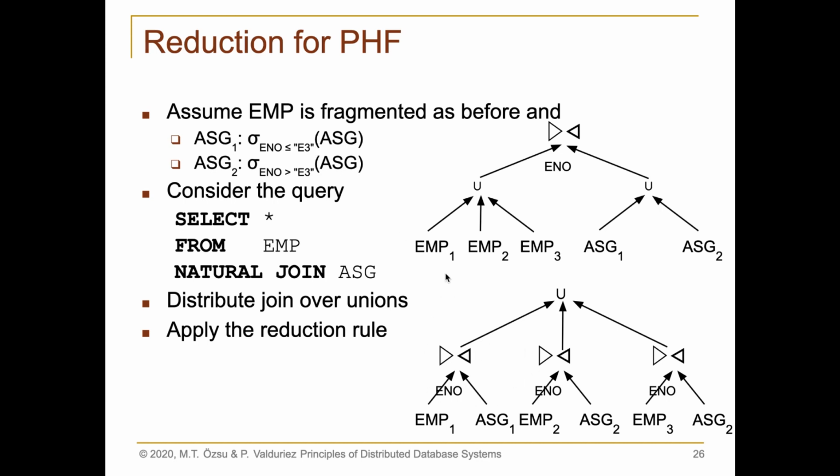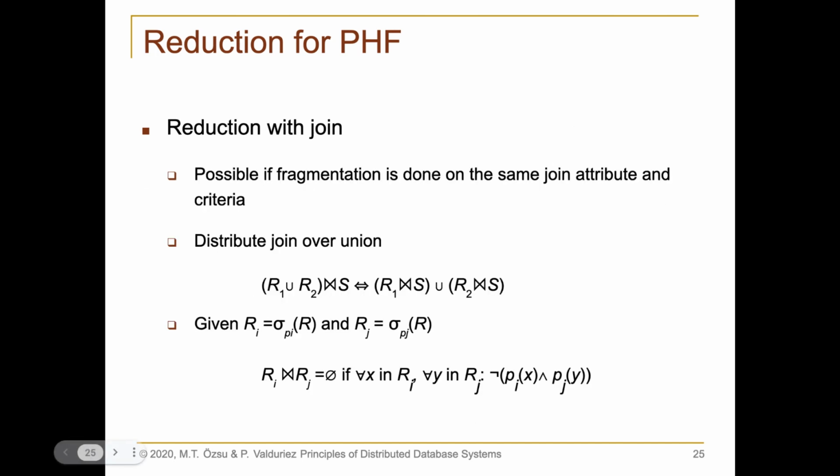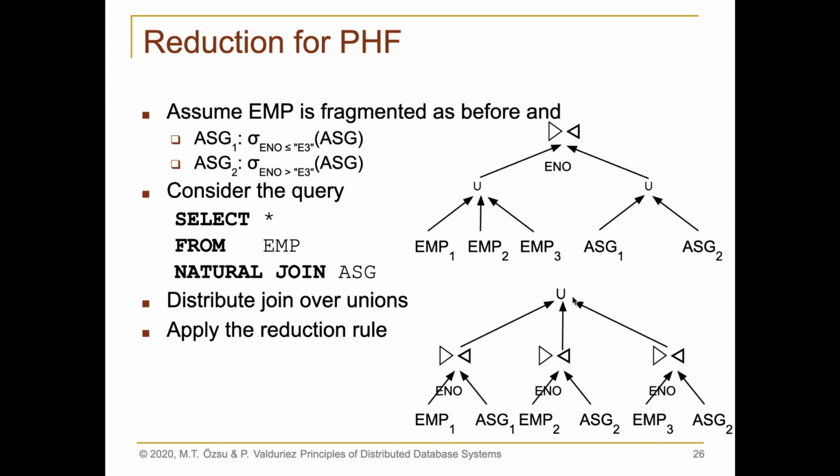Okay, but when we see the join between employee 2 and, say, assignment 1, we know after applying the rule here that the tuples in employee 2 do not align or correspond to the tuples in assignment 1, because the primary horizontal fragmentation criteria that we use for both of these relations is different. So in this case, we simply eliminate the join between the two subrelations, employee 2 and assignment 1.